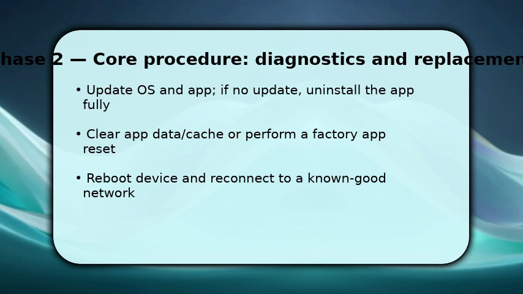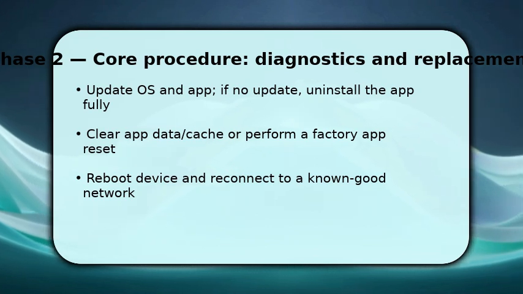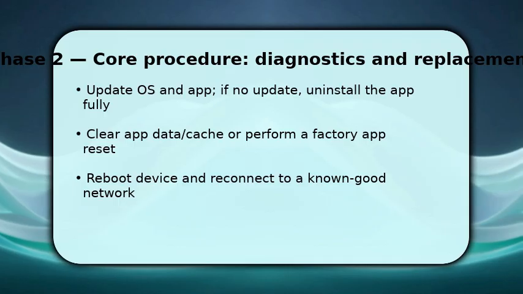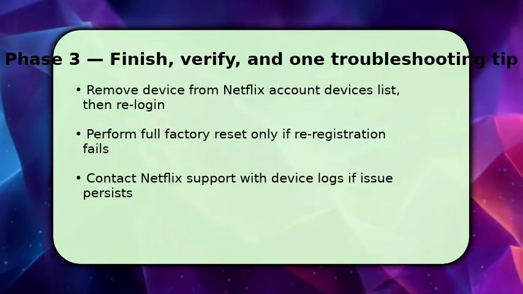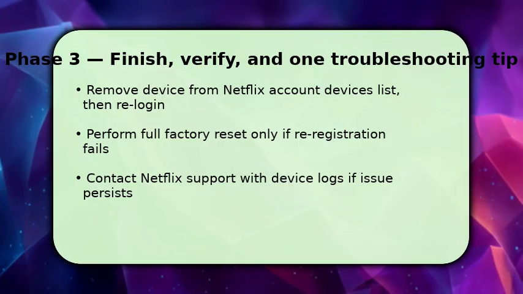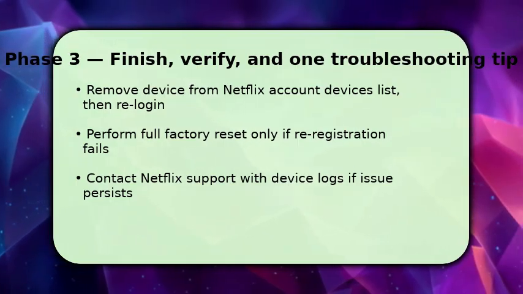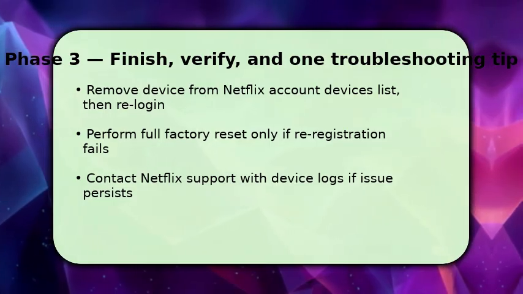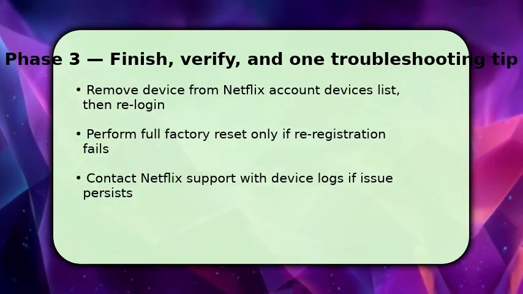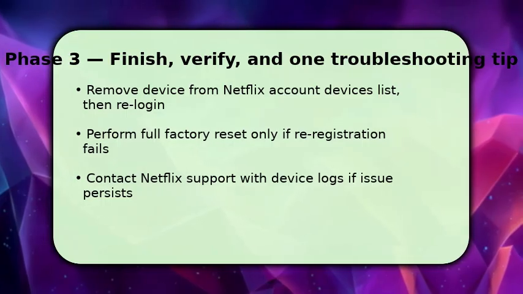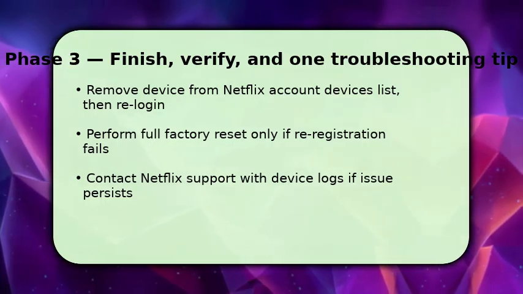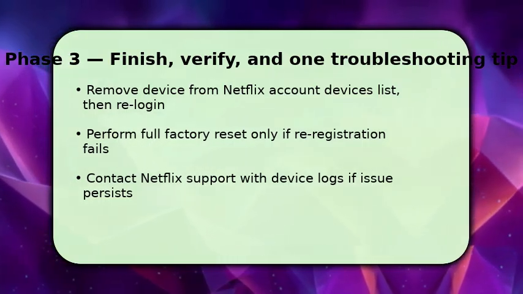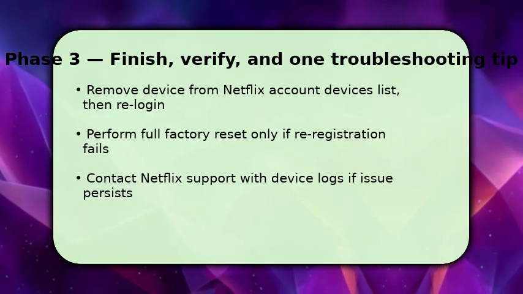Finally, re-register the device so Netflix recognizes it as supported. Sign into your account on Netflix. Remove the problematic device from the devices list, then sign in again on the device to trigger a new registration. If that fails, perform a full factory reset on the device, only after backing up, because corrupted system files can block app certification. If you still see the error, gather app logs and contact Netflix support.